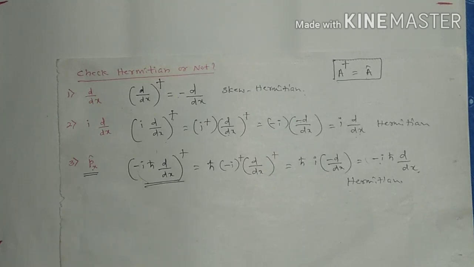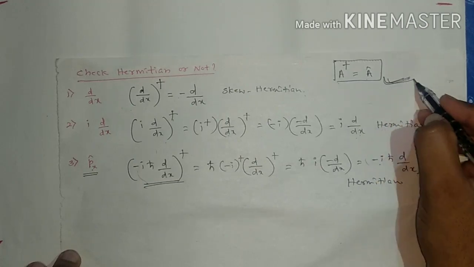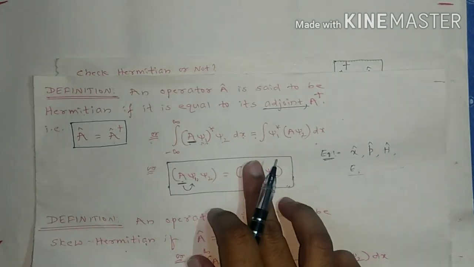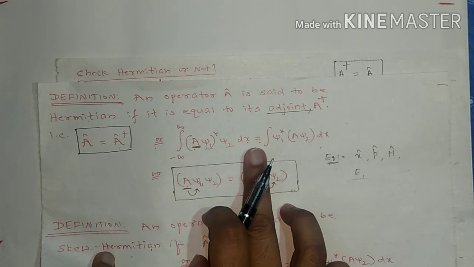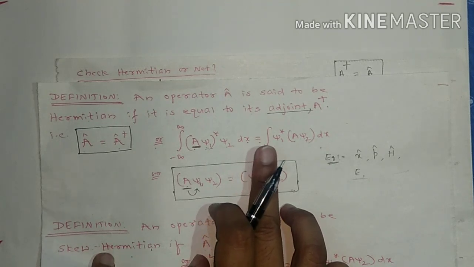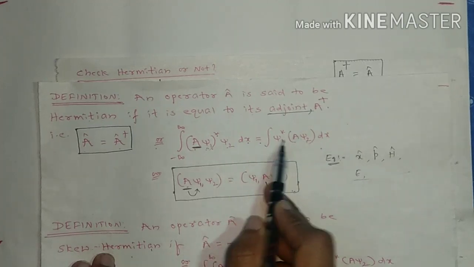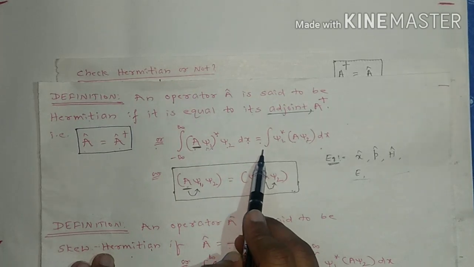So it's a Hermitian operator. And remember that we have been checking whether the given operators are Hermitian or not by using this condition. And we have one more condition also. So whether a given operator is Hermitian or not can be checked by using either this condition or this condition.